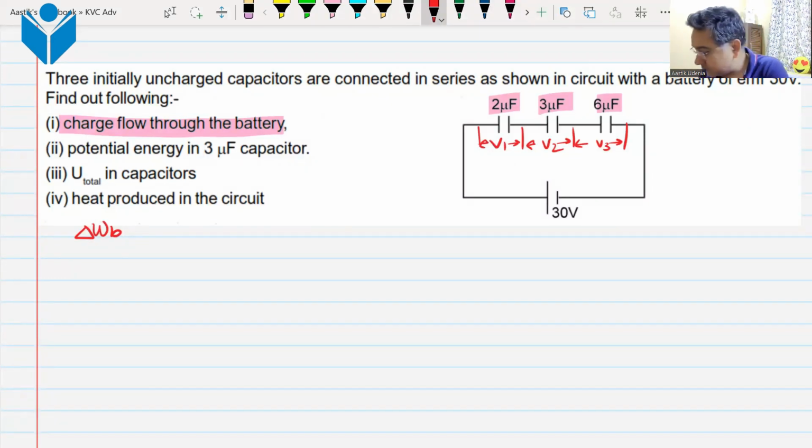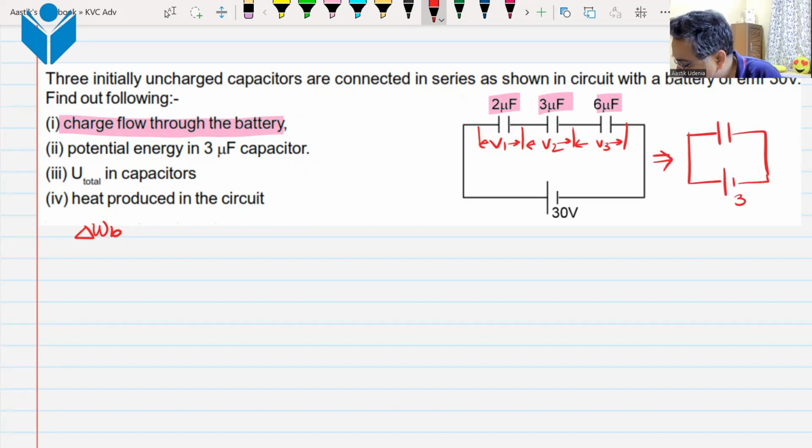Okay, let me solve this question. We can replace this circuit by a single capacitor, yes or no? Yes, sir. What will be the equivalent capacitance? It will be 1 by 2 plus 1 by 3 plus 1 by 6, and we invert that. What will be the equivalent capacitance? 1 microfarad will be the equivalent capacitance.